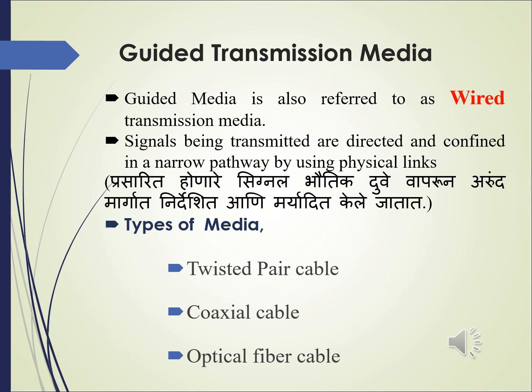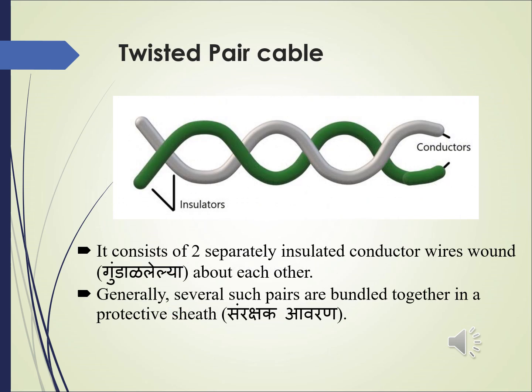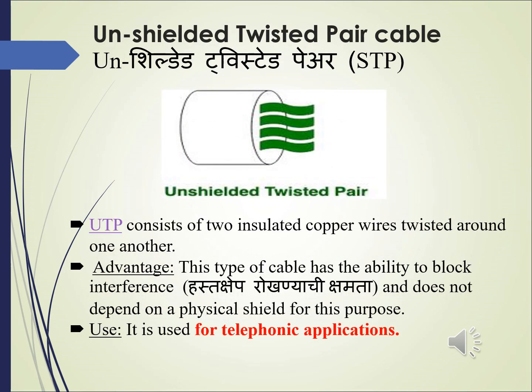There are three types of cables which are used as guided transmission media: twisted pair cable, coaxial cable, and optical fiber cable. The twisted pair cable consists of two separately insulated conductor wires wound about each other. Inside that insulation, there is a copper conductor. Several such pairs are bundled together in a protective shield. These wires are used normally in lighting of bulbs, etc.